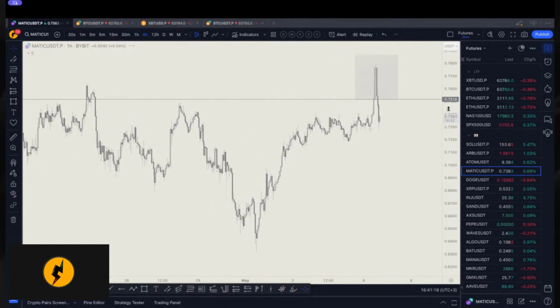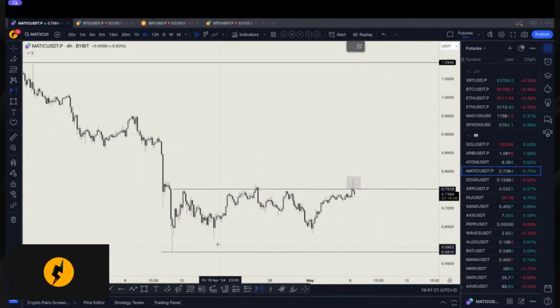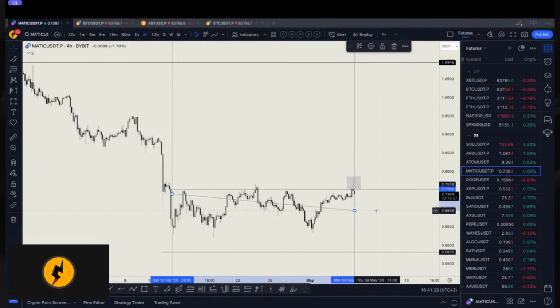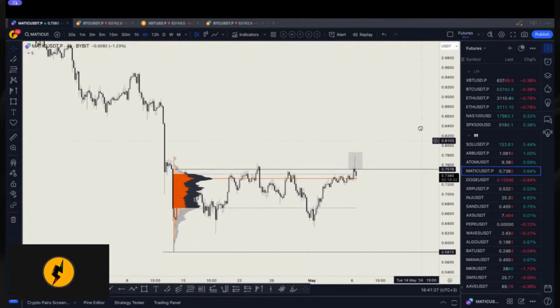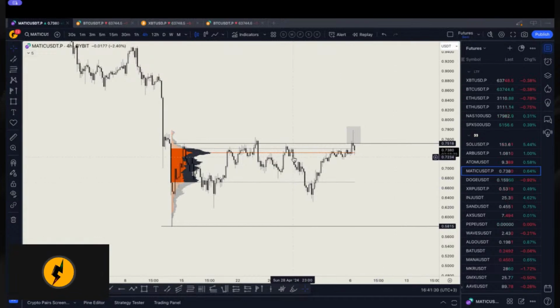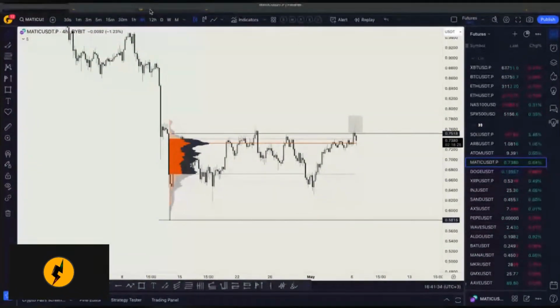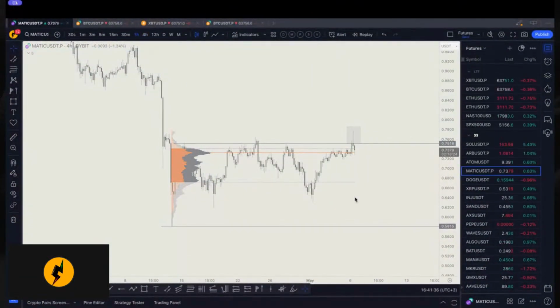Okay, I forgot to add the profile. So after I found the range, I add the profile as well. As I said, I like the profile because you always get three important levels, and it usually gives you a good understanding of what we're doing.